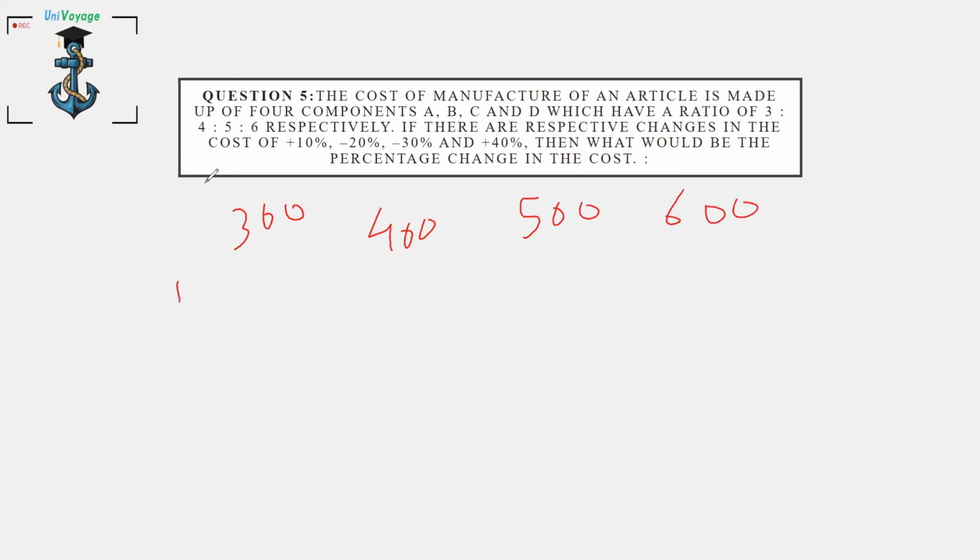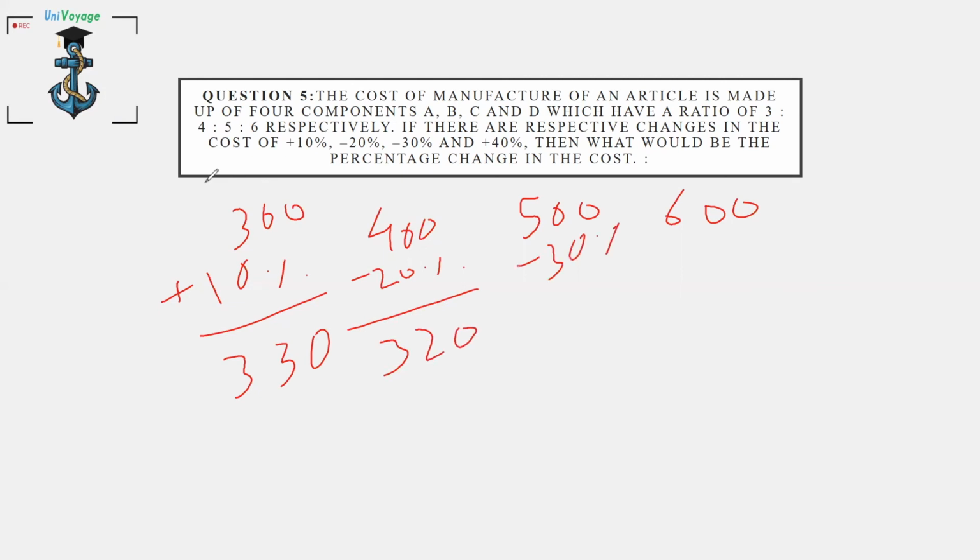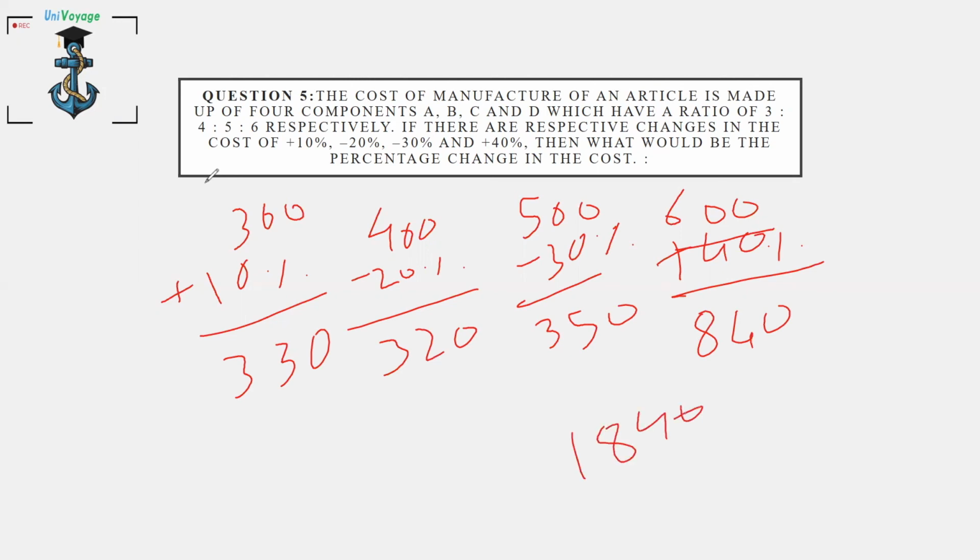Okay, plus 10% for the first one, so that gives you 330, minus 20% for the second one, that gives you 320. Third one is again minus 30%, so this gives you 350, and this is plus 40%. So this gives you 840 if I'm not wrong. All right, and then when you add this, you're getting 1840, and the original values were giving you 1800.